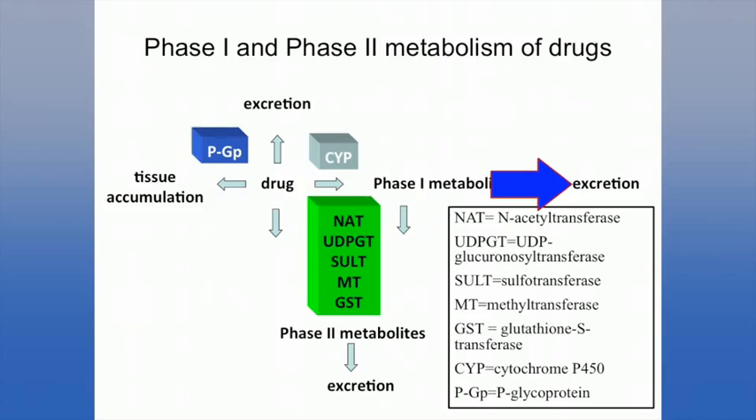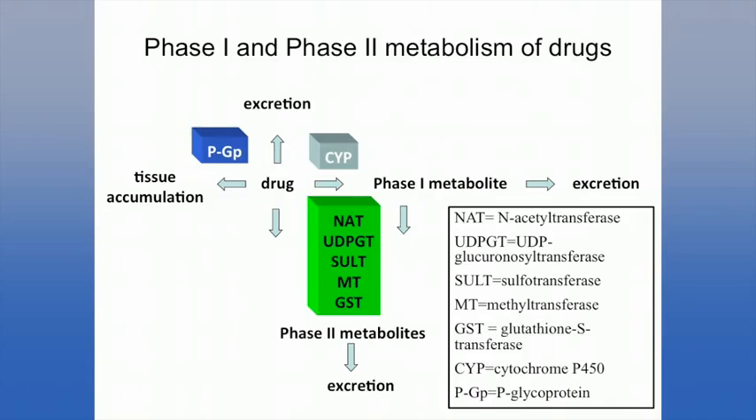Alternatively, the drug can undergo phase 2 metabolism, remembering that phase 2 metabolism involves conjugation, the addition of an acetyl group, a glucuronal group, a sulfur group, a methyl group, or the addition of glutathione. These all involve adding a compound to the original molecule to make it more excretable.